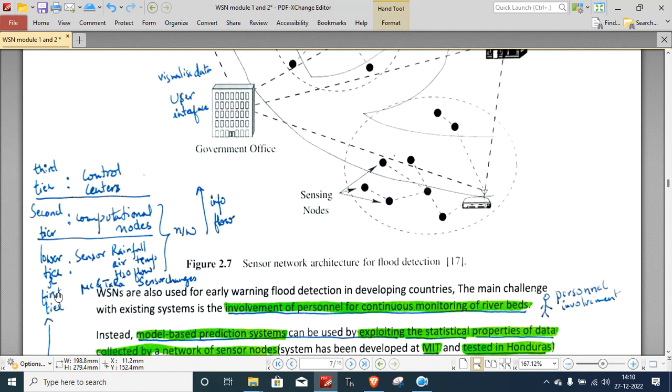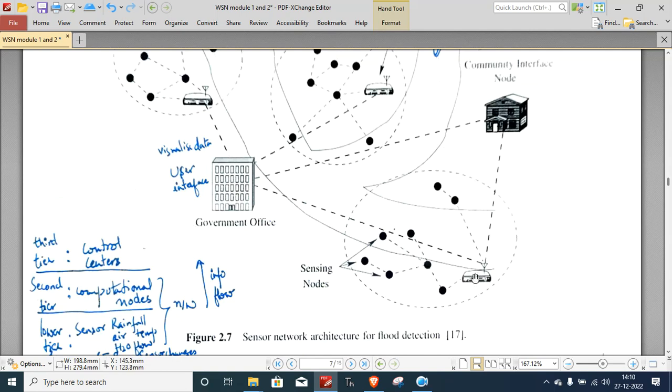So in the first tier, it involves microcontrollers, receivers, and some sensors like rainfall sensor, air sensor, temperature sensor, water flow sensors. So these are all the sensors that are involved in first tier along with microcontroller and transceivers. In the second tier, we have these computational nodes. So computational nodes are the places where actually the prediction model runs, and these two constitute the network layer. And at the top we have these control centers. One is maintained at government office, the other one is at community interface node.